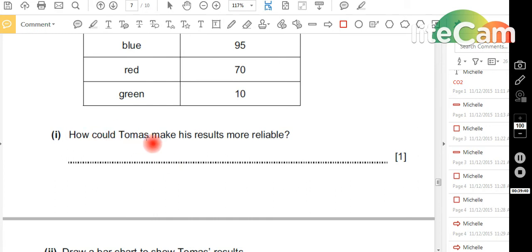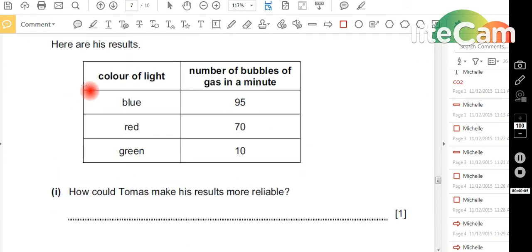How could Thomas make his results more reliable? Remember what I said when we did that first experiment with the magnesium? I said to you, in an experiment, there should only be one factor that has different values. The rest must be kept the same and kept constant. That's how you make results reliable. Okay, keep that in mind. So the factor that is different here is the colors of light. So how could Thomas make his results more reliable?